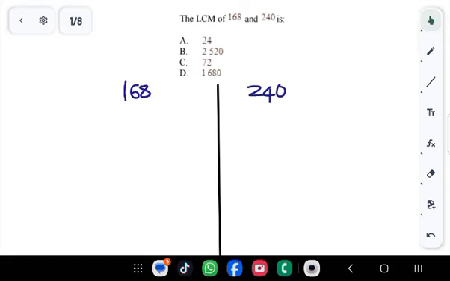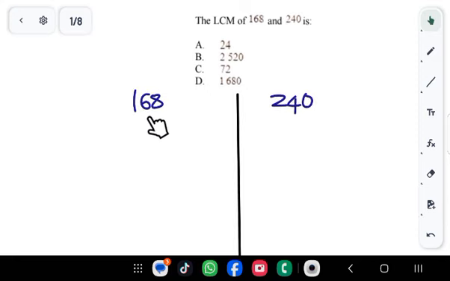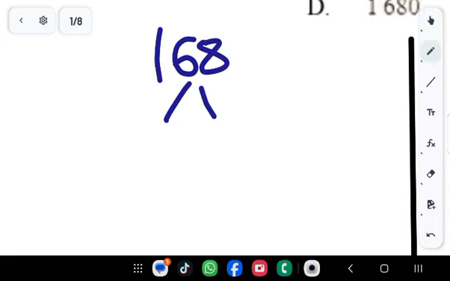Now let's start. First of all, they say the lowest common multiple of 168 and 240 is, that's what you need to do. So what we do is we write 168 on one side and the other one on the other side, and then we find a factor tree of it. You can use a tree or you can use a table, it's up to you. I prefer a tree, that's what I know how to use. So what you do is you take out a calculator.